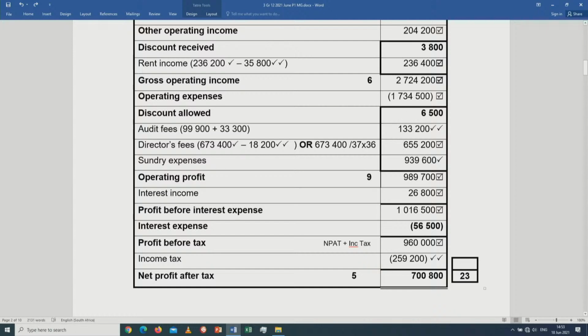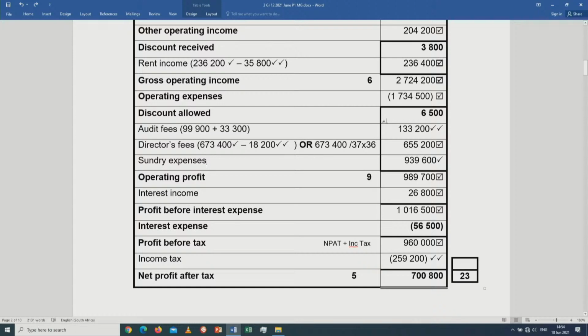Director's fees, we start here, amount from the trial balance, 1 mark, and then we need a negative 18,200 for 2 marks. If this one is correct, this one is wrong, Elena will get a method mark there. Or if Elena decided to show the calculation of 673,400 multiplied by 36 divided by 37 months to get that figure of 655,200, Elena will get full marks.